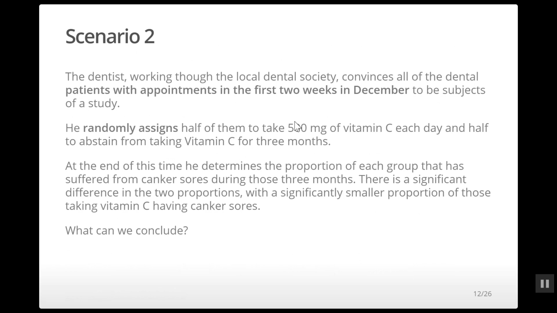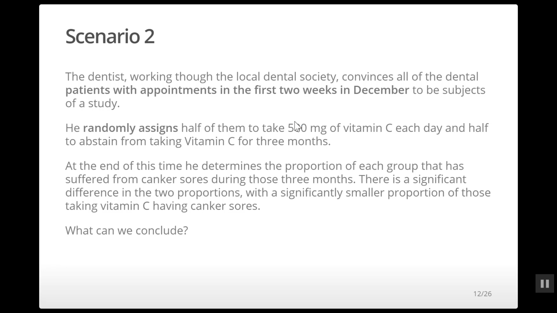All right, in scenario 2, we're still going to draw the sample in the same way. We're going to take the patients with appointments in the first 2 weeks in December to be subjects of our study. But this time we're going to randomly assign half of them and tell them they have to take 500 milligrams of vitamin C every day, and then the other half we tell them you can't take vitamin C for the next 3 months.